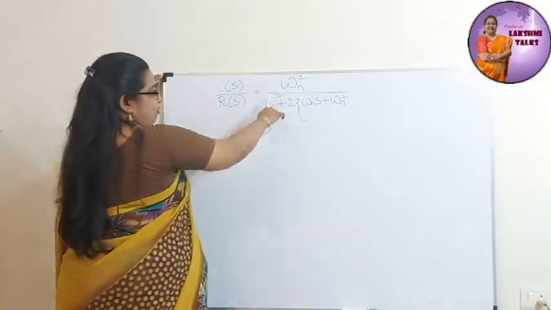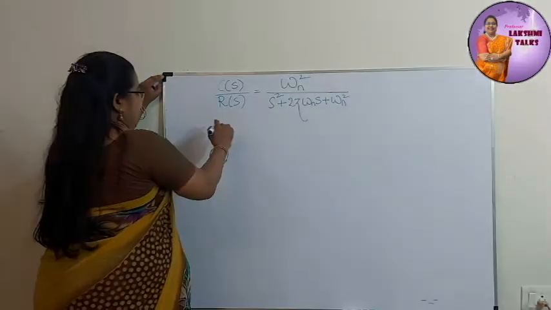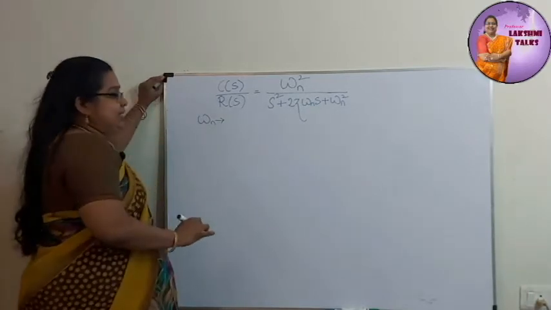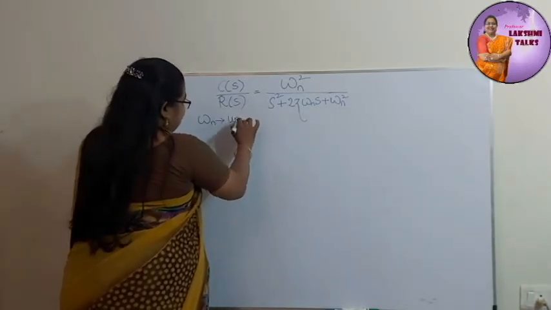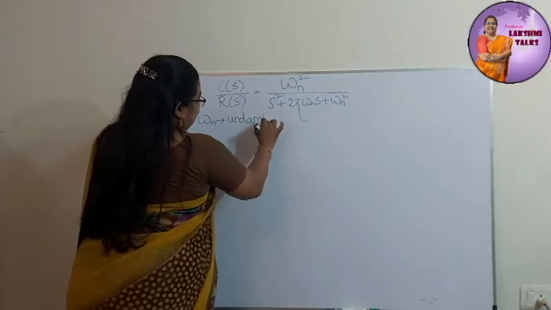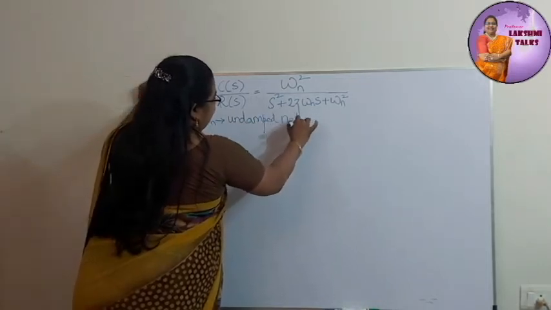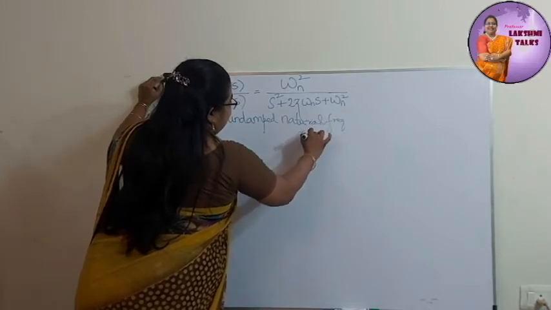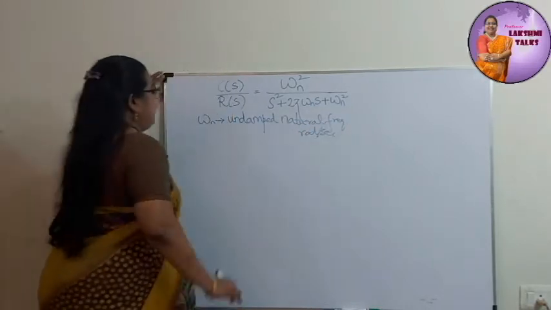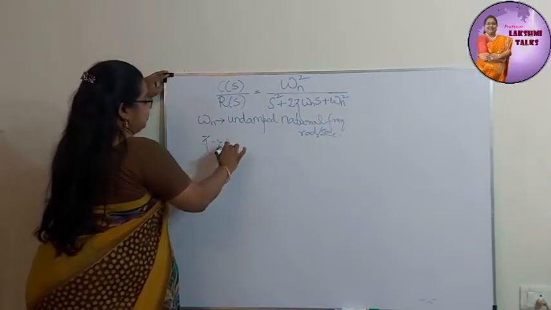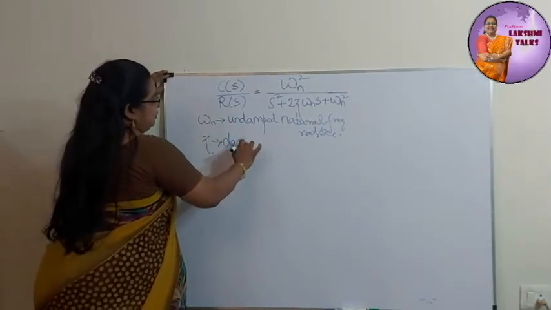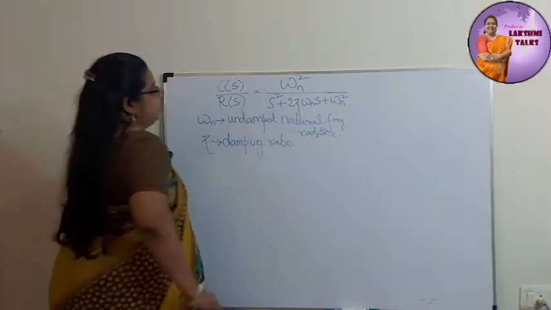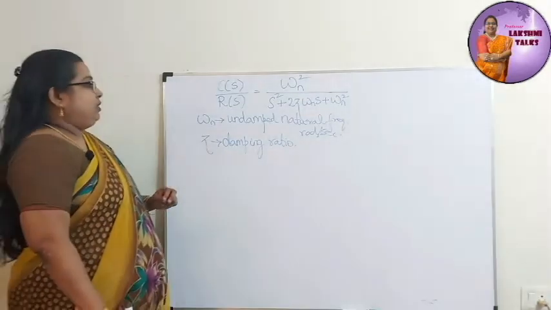This is s to the power of 2. So it is a second order system. Here we have two unknowns. What is omega n? Omega n is nothing but undamped natural frequency, units radians per second. And zeta is called the damping ratio. As it is a ratio, it doesn't have any units. Okay.